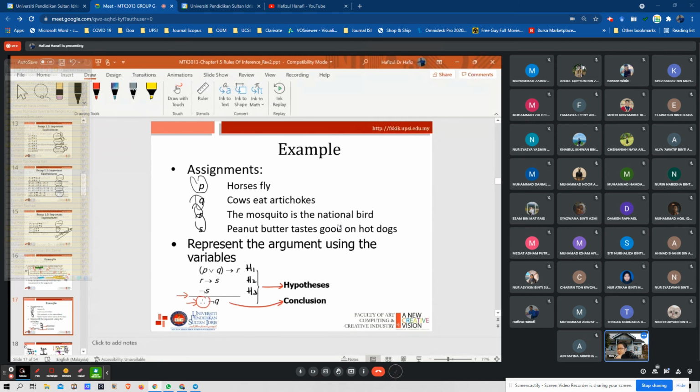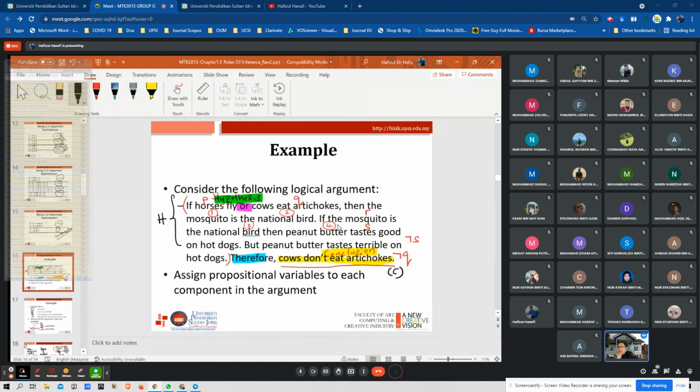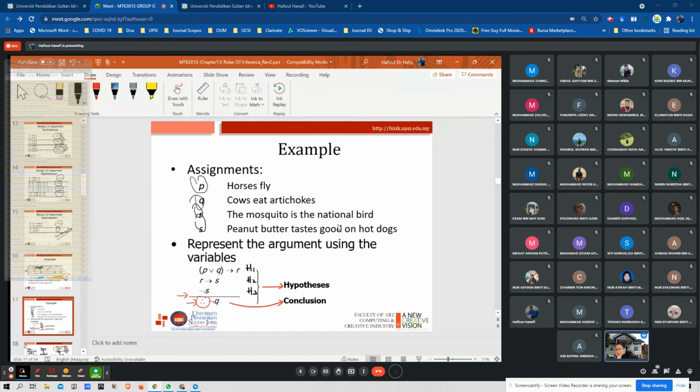Represent using variables. We have P or R implies Q, hypothesis 1. R implies S, hypothesis 2. Then we have a conclusion. Hypothesis 3 is negative S. And then the conclusion here is, as you can see, cows don't eat artichokes. As a conclusion, we negate Q. Cow doesn't eat artichokes for the conclusion.